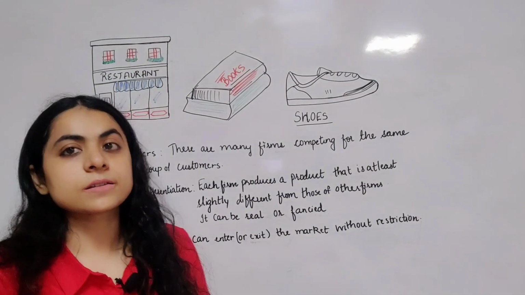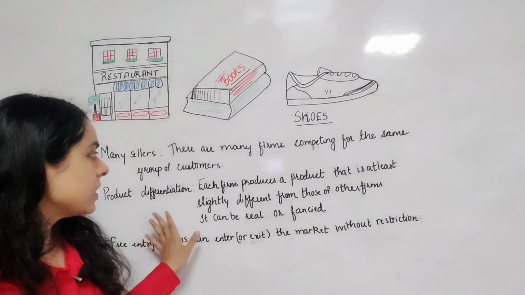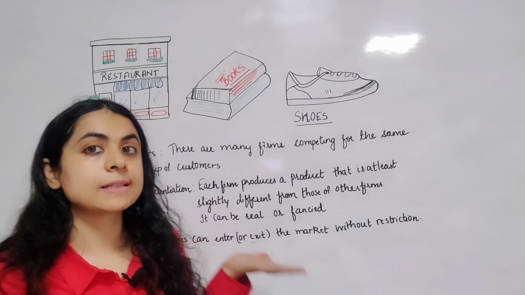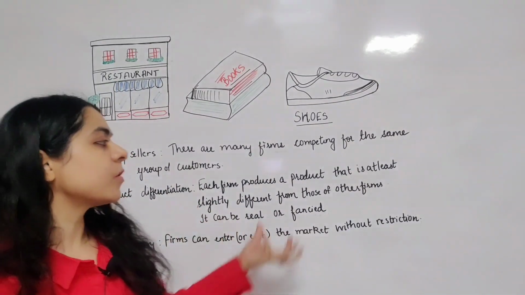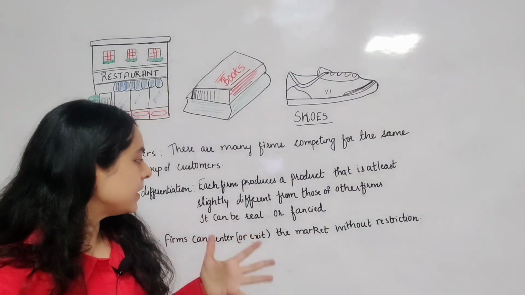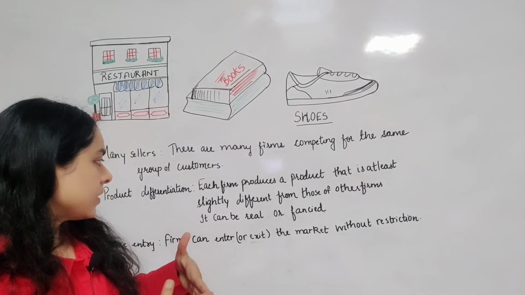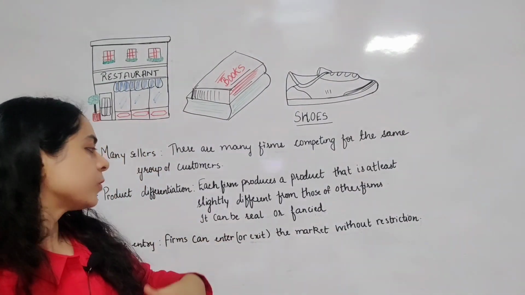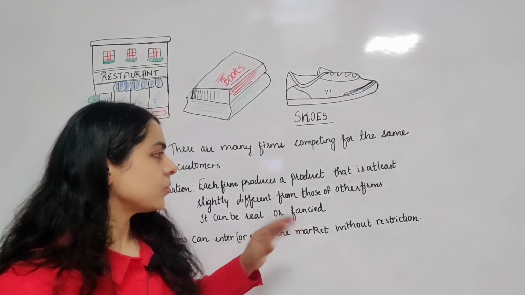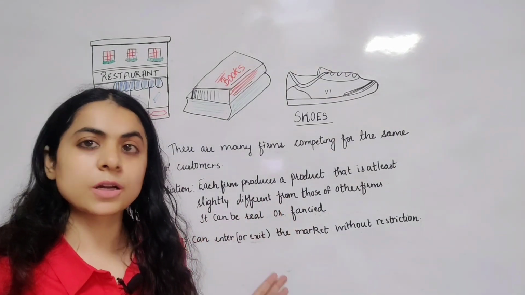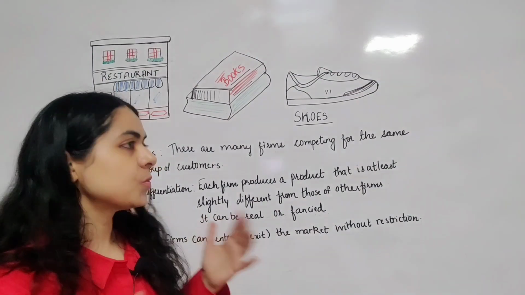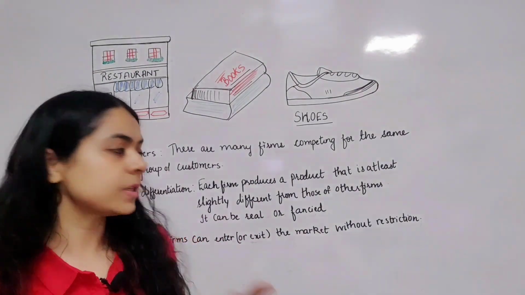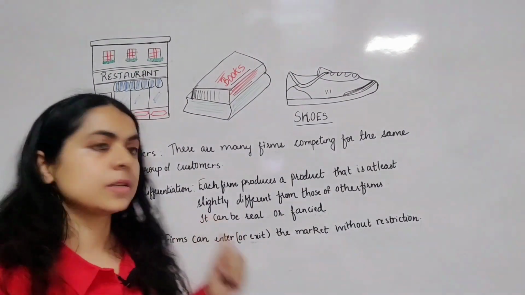The second important characteristic is product differentiation. Each firm produces a product that is at least slightly different from those of other firms. It can be real, where the product has inherent characteristics which are slightly different from those of others, or fancied, when the characteristics of the product are the same but the customers are persuaded through advertising or other similar activities.